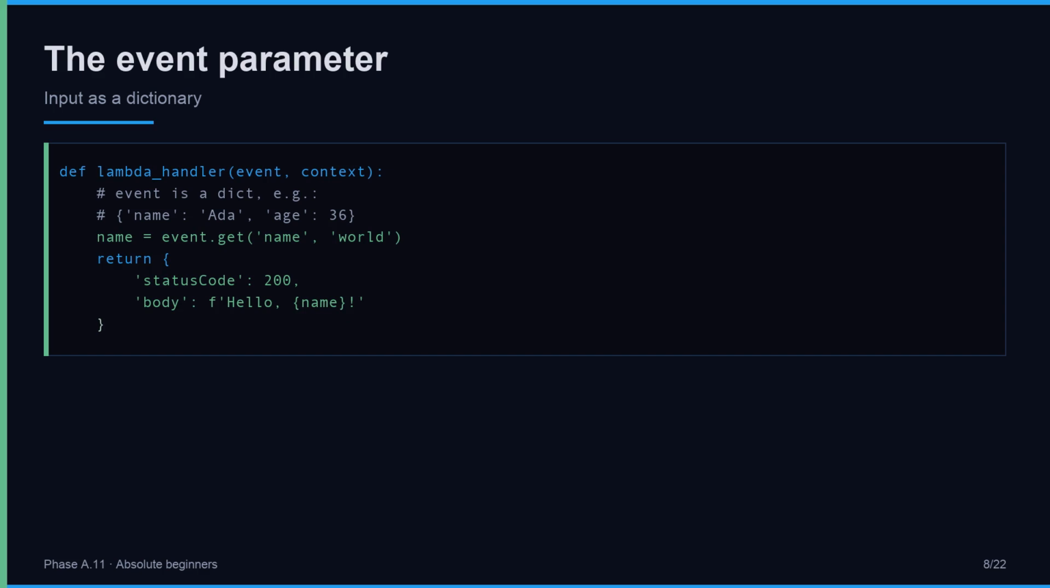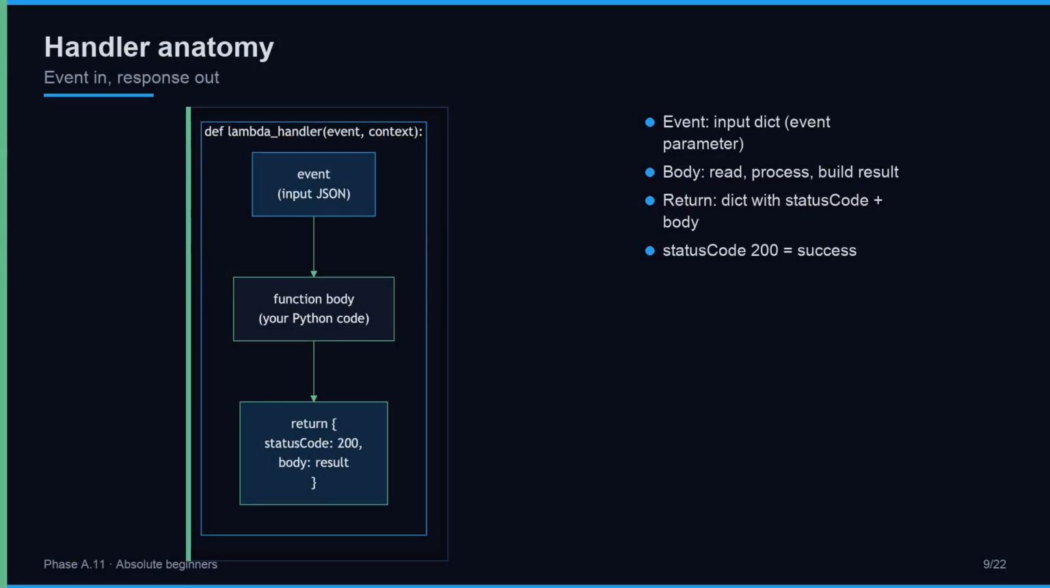This prevents a crash when a key is missing. Using .get instead of square brackets is the safe habit for Lambda handlers, because you cannot always trust the input shape. Read with .get.